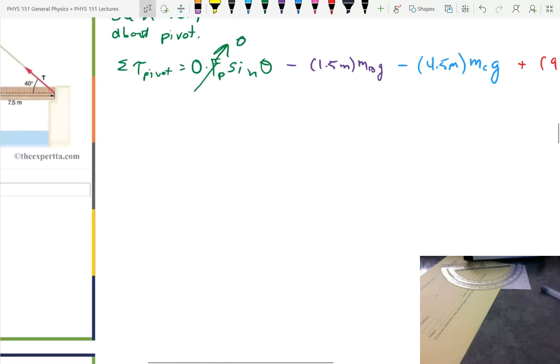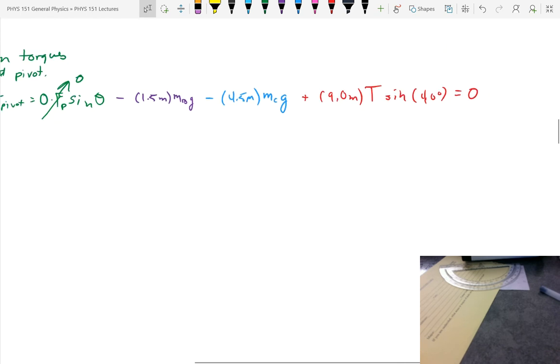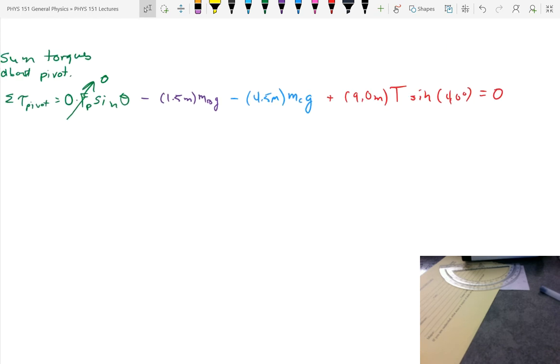Now notice I summed about the pivot point. I could have summed about any location and the sum of the torques is still 0. It's just easiest to sum it about this location. So now I have this equation. How many unknowns are in this equation? Just one, just the tension. So the problem asks, what's the tension? I got there with one equation. There's still 2 unknowns, but I got there with just one equation.